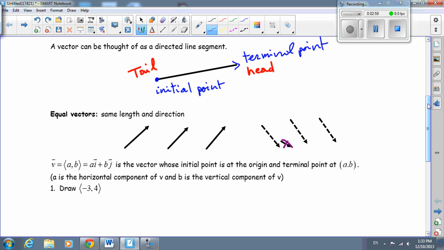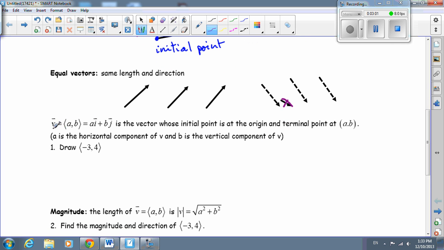Now, a vector v, usually we write it as follows: v equals ⟨a, b⟩. This only means that it's a times i plus b times j. Now, i and j are just like the x and y coordinates. The initial point in this expression will be the origin, and the terminal point is at (a, b). This is a point. So a is the horizontal component of v, and b is the vertical component of v.